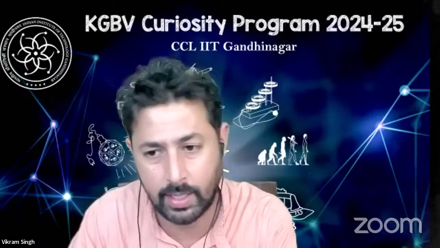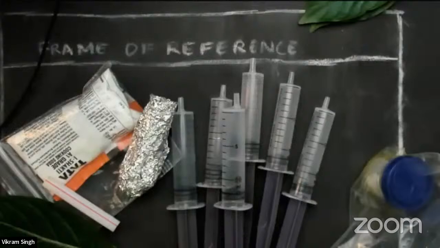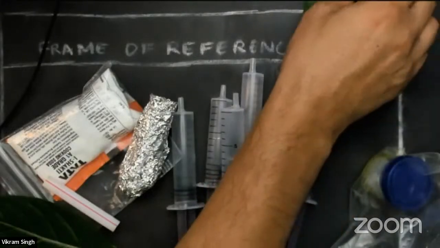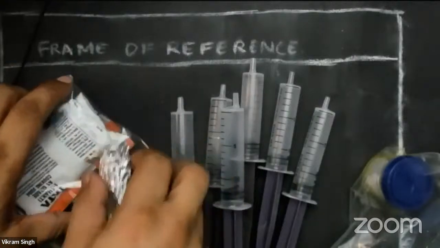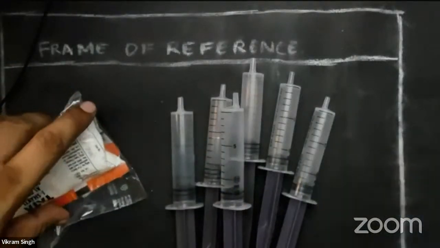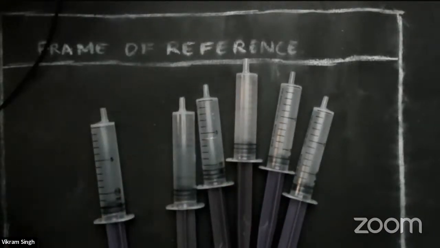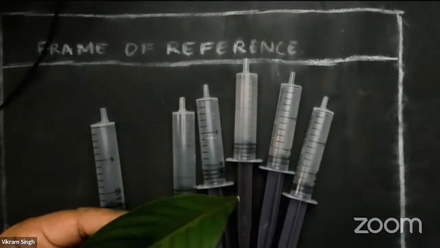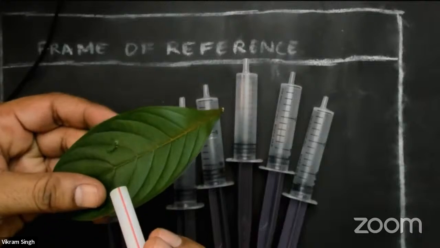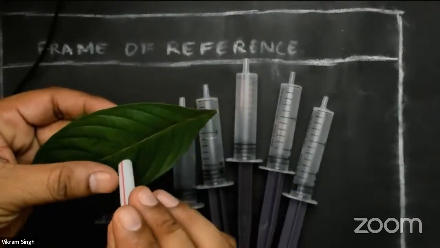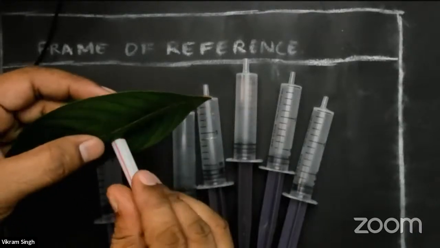As we already did in the last session, what is the first thing that we have to do? We have to make solutions. We can do a lot of things in parallel. One group, if you can just start making holes from the leaf. They can take out the discs.